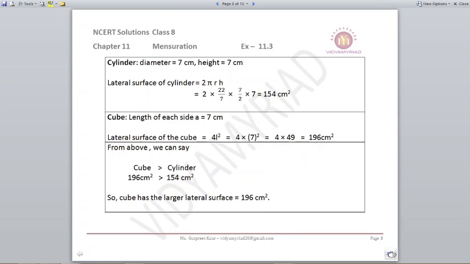Same way we will find out for cube. Length of each side is given to us as 7 centimeters. So LSA of cube is 4L square, that is 4 into 7 into 7, that comes out to be 196 centimeters square. So which is very clear that the area of the cube or the LSA of the cube is larger than the cylinder.